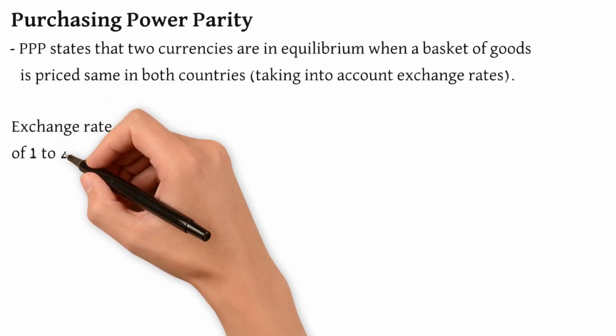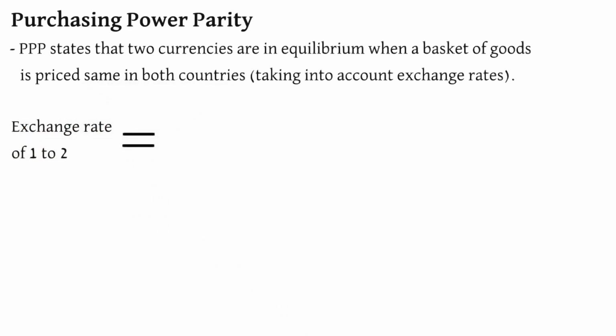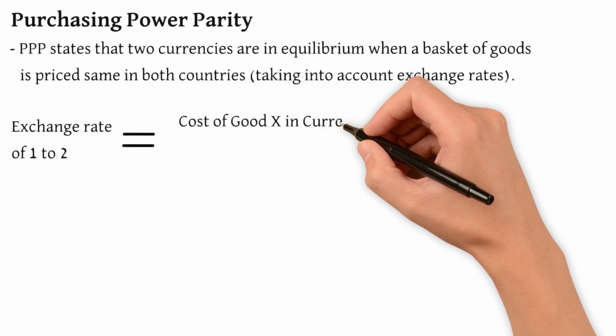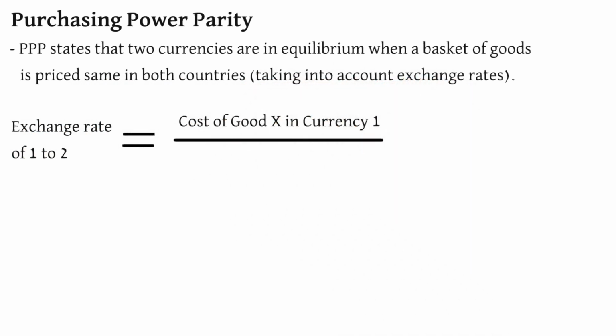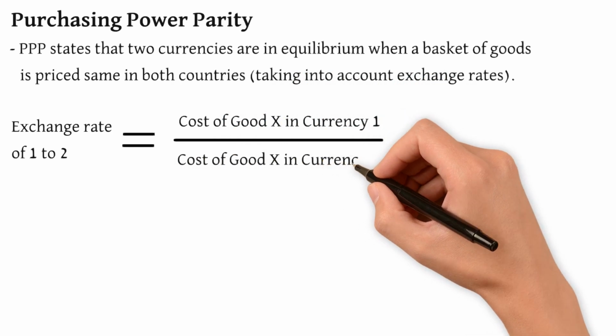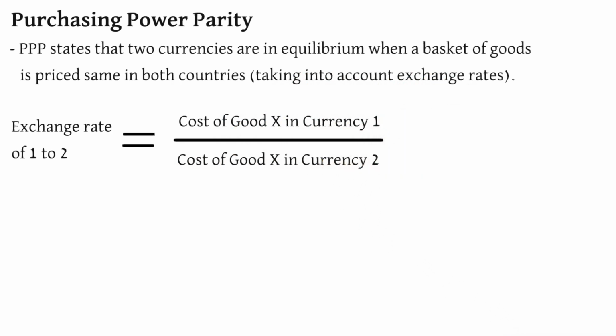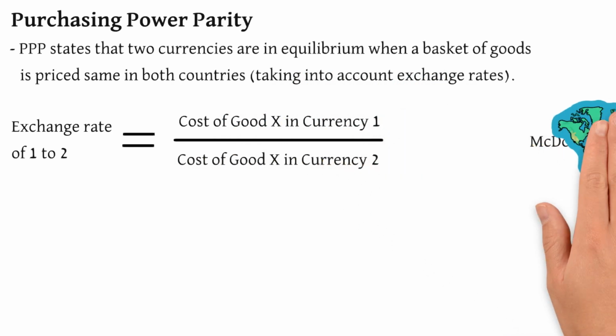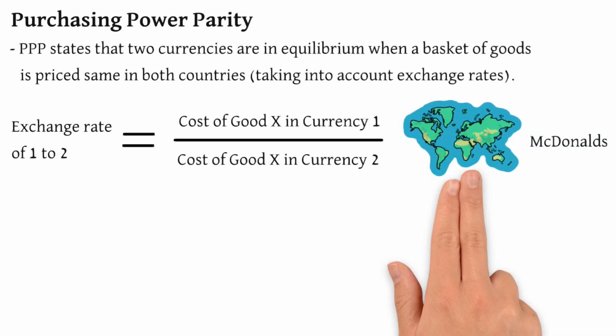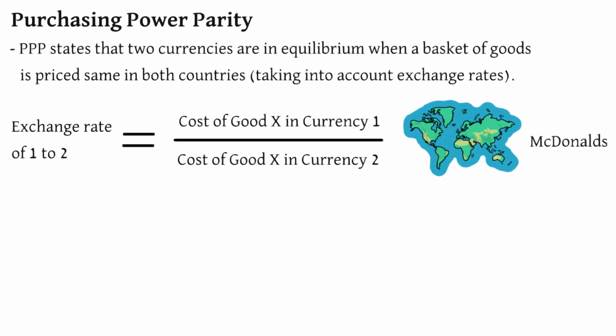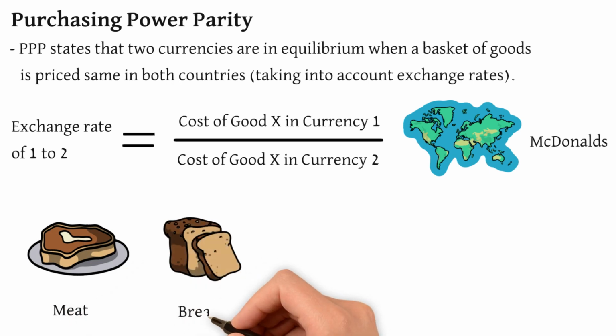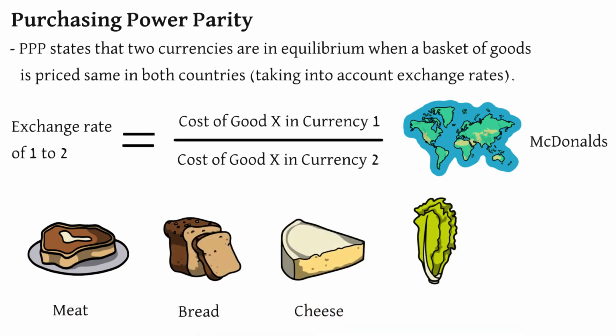The exchange rate of currency 1 to 2 is simply the cost of good X in currency 1 divided by the cost of good X in currency 2. McDonald's is present in numerous countries around the world. A Big Mac is standardized and uses the same ingredients in most countries, namely meat, bread, cheese, lettuce, and onions.